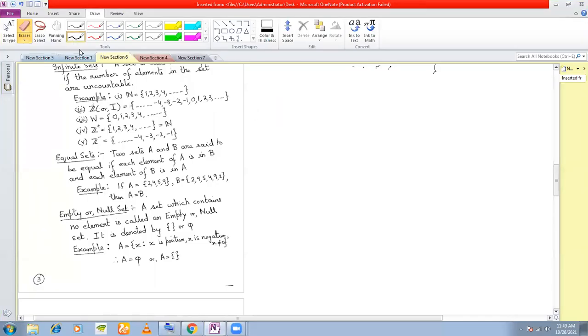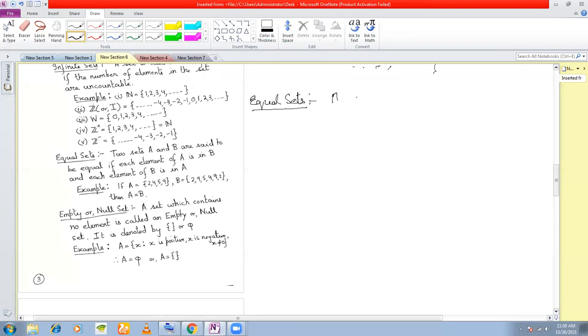Okay, so equal sets. The definition is already there. If I consider two sets, you can say that these two sets are equal if all the elements of A are contained in B, and all the elements of B are contained in A. I've given an example also there.